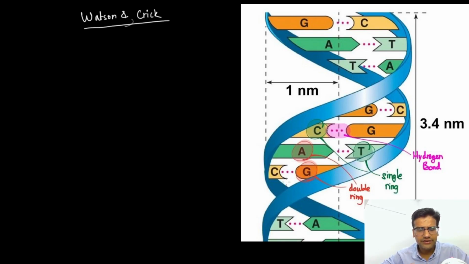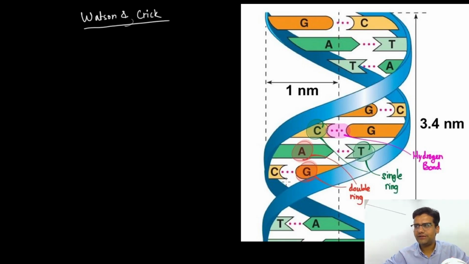Watson and Crick derived this structure from the basic information provided by Wilkins and Franklin and Chargaff's rule. So the basic information here is the same. What they did is they manipulated this information and basically solved the structure which was obtained by Wilkins and Franklin using the X-ray diffraction technique.